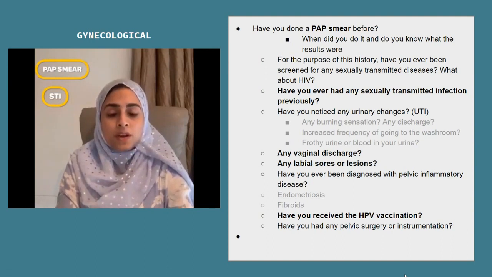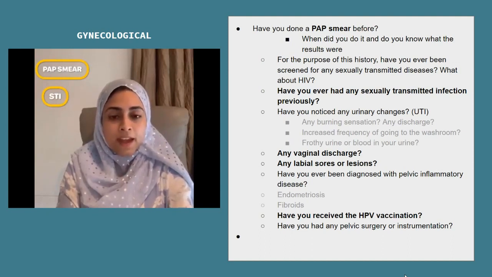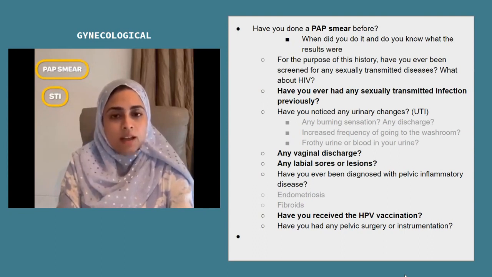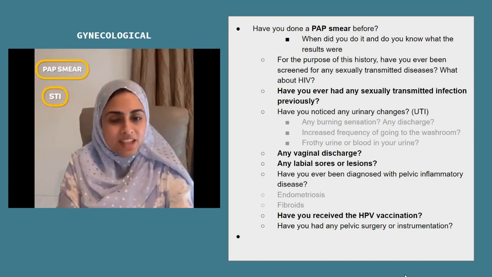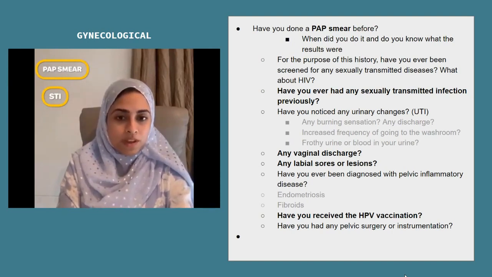Then ask them, have you noticed any vaginal discharge, any sores or lesions in the labial area? Have you ever been diagnosed with pelvic inflammatory disease? You can ask them for some UTI symptoms, like have you noticed any burning urination or changes in your urine? Then ask them, have you ever received the HPV vaccination? And those are essentially the questions that you would ask for the gynecological history.